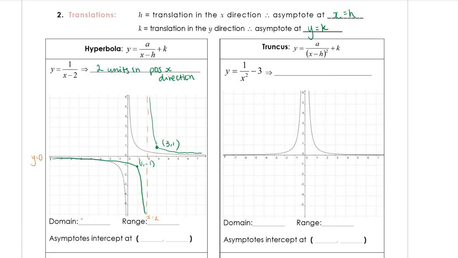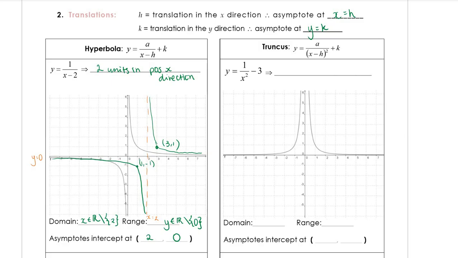Okay, our domain now, instead of all numbers except for 0, is going to be all numbers except for the number 2. And our range is still going to just be all numbers except for 0, okay? This time our asymptotes are intercepting at (2, 0). Now, same idea here for this truncus.